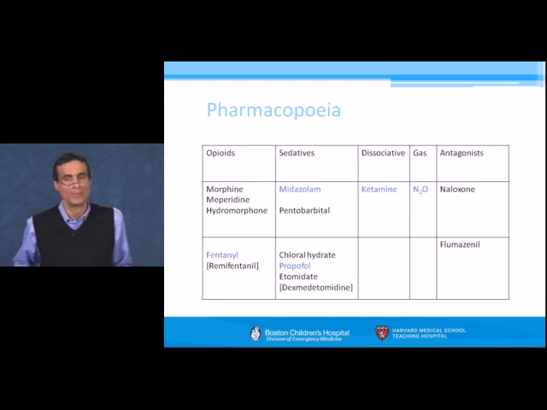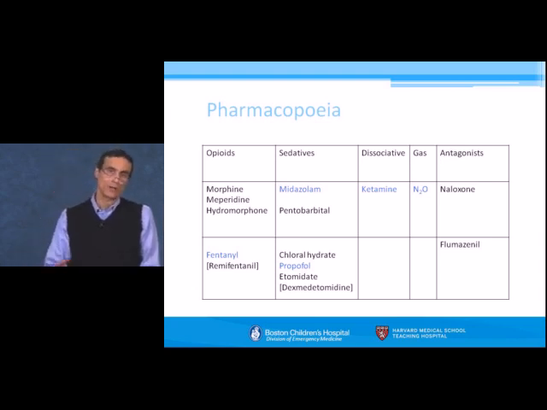Flumazenil also may be given intramuscularly or intravenously. It's a specific benzodiazepine antagonist. One should be very careful in the administration of flumazenil to make sure that the patient is not using benzodiazepines, because this will cause withdrawal.